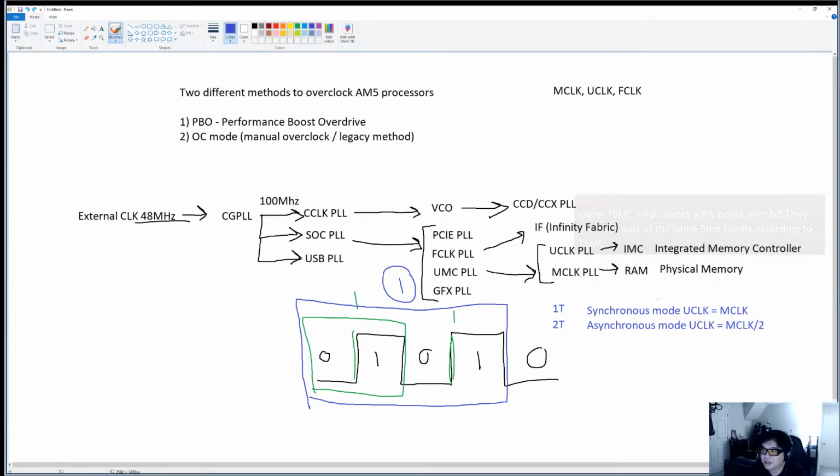TSMC N4 provides a 5% boost over N5. They're both part of the same N5 family. Oh, okay. So it's N4 and N5. So is N4 not 4 nanometer then? That's confusing, because what I've heard is N4 is 4 nanometer, unless they're defining that in a non-standard way.